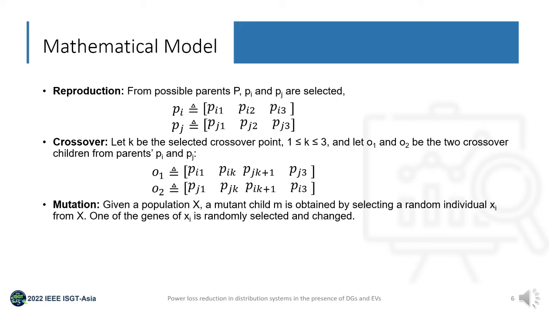So after a given population X, a mutant child M is obtained by selecting a random individual Xi from parent X, and one of the genes of Xi is randomly selected and changed.